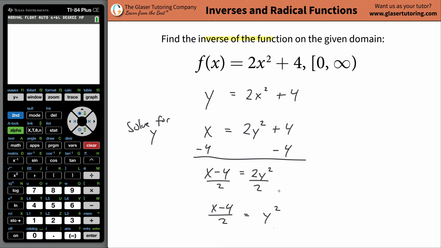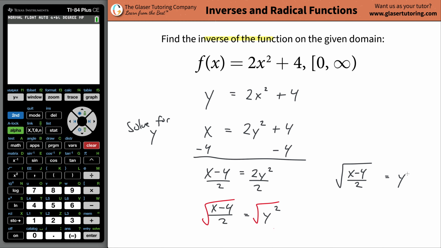And to find just y on its own, you have to square root both sides. Once we square root both sides, we're left with the square root of x minus 4 all over 2 is equal to y. All right, and that's it.